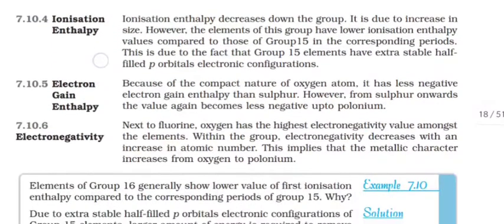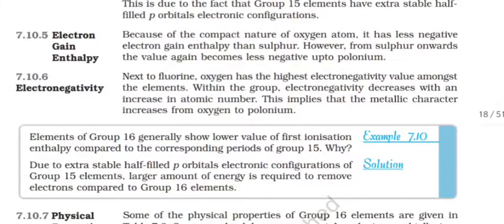Electron gain enthalpy: because of the compact nature of the oxygen atom, it has less negative electron gain enthalpy than sulfur. However, from sulfur onwards, the value of electron gain enthalpy becomes less negative up to polonium. Electronegativity: next to fluorine, oxygen has the highest electronegativity amongst the elements. Within the group, electronegativity decreases with an increase in atomic number. This implies that the metallic character increases from oxygen to polonium.